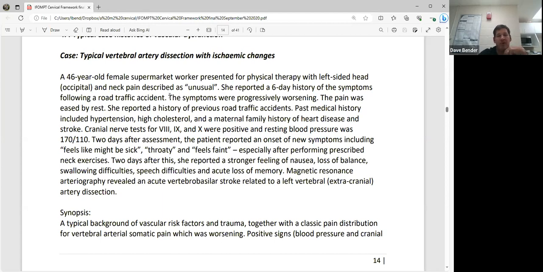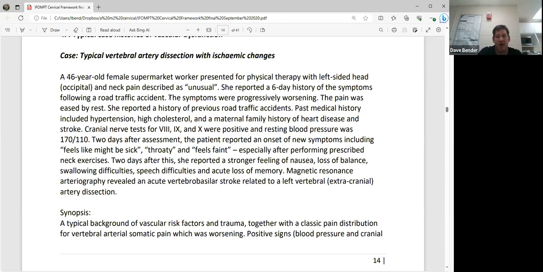Here we have symptoms that were progressively worsening. As we look at these case studies, you think about worsening symptoms over 6 days. If I'm hearing that, that's my first flag, and it's going to give me a moment to pause. Then we're going to make sure we have a good screen. I want to know whether she has information on all these other risk factors.